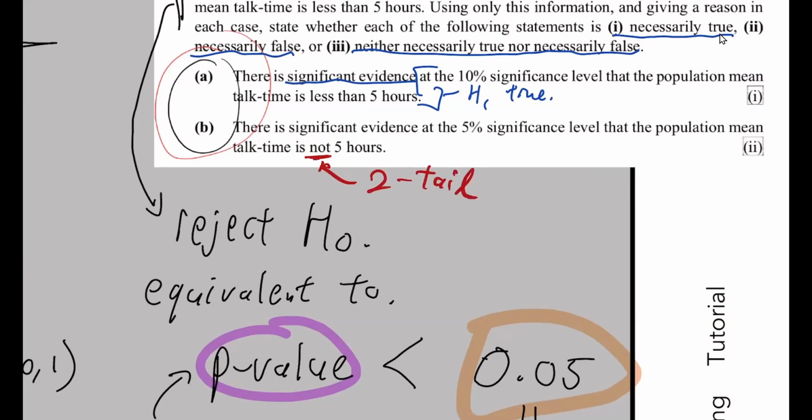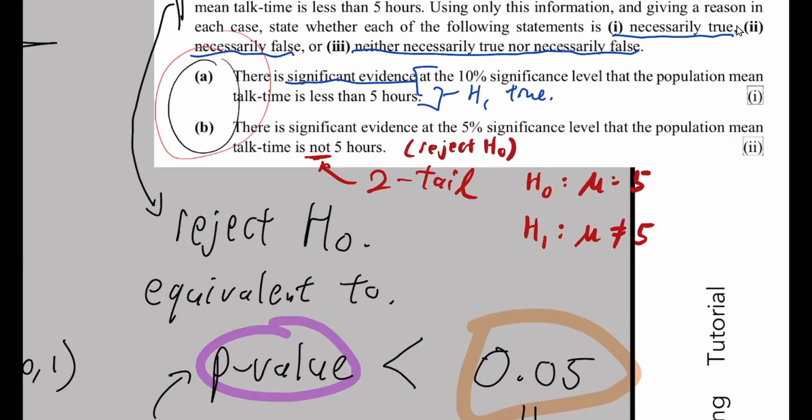And here they say there is significant evidence. So can you tell me what your H0 and H1 are that we're doing here? Mu equals 5, then mu is not equal to 5. Then there is significant evidence. That's the second half of our conclusion where we reject or don't reject H0. So H0 is rejected. Correct. So let's just write it down to remind ourselves: reject H0.